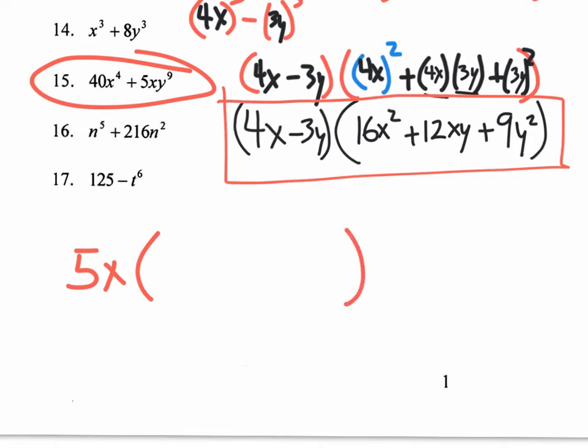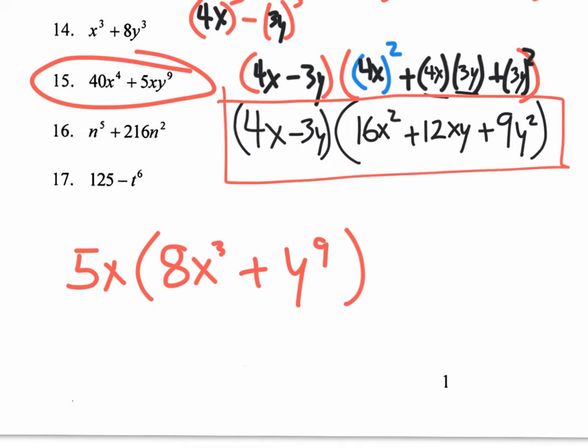If I pull out a 5x, what am I going to have left? 5 times 8 is 40. And if I pull out one of those x's, I'm still going to have 3 left inside the parenthesis. And then, if we pull out a 5x from here, well, the 5x is no longer going to be there. It's just going to be a y to the 9th. So I'm going to put plus y to the 9th. Okay?